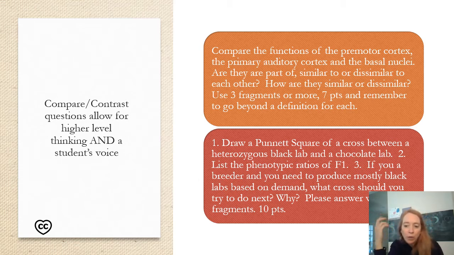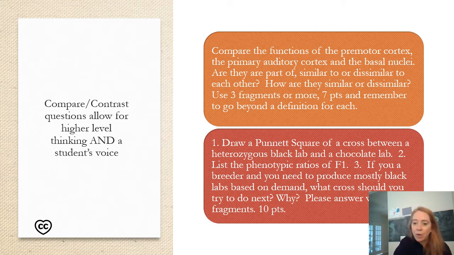Another type of question for more of a math style. This is a Punnett square. This is a genetics question. Draw a Punnett square of a cross between a heterozygous black lab and a chocolate lab. And then just, it's very rote, list the phenotypic ratios. That's question 2. Question 3, if you are a breeder and you need to produce mostly black labs based on demand, what cross would you do next and why? And answer with a few fragments.